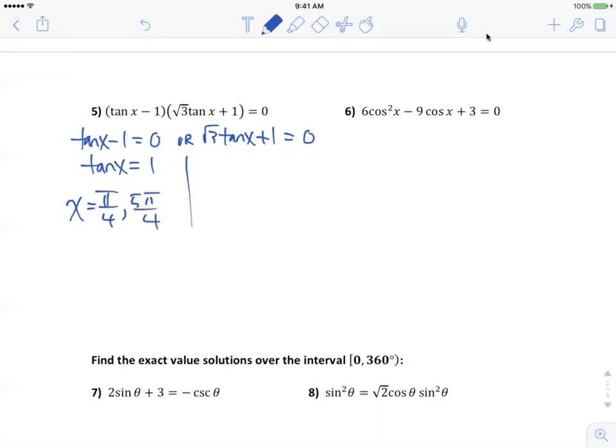Okay, this one, I'm going to bring the 1 over. So I got square root of 3 tangent x equals -1. Tangent x equals -1 over root 3. Right. So remember, it's sine over cosine, or y over x. So I need a ratio where the top is 1, or even, if it helps, think of it this way: 1/2 over root 3 over 2. It's the same thing, negative.